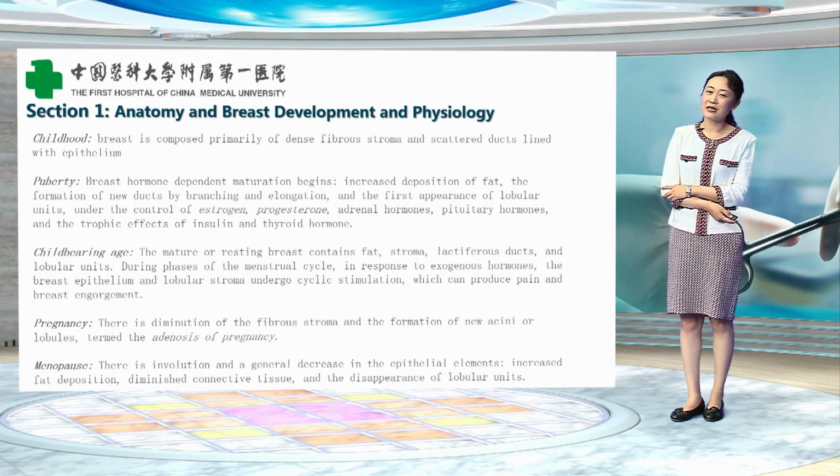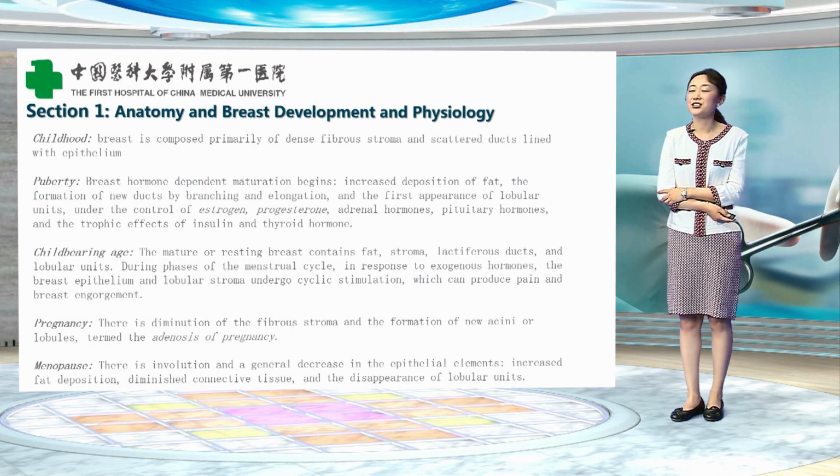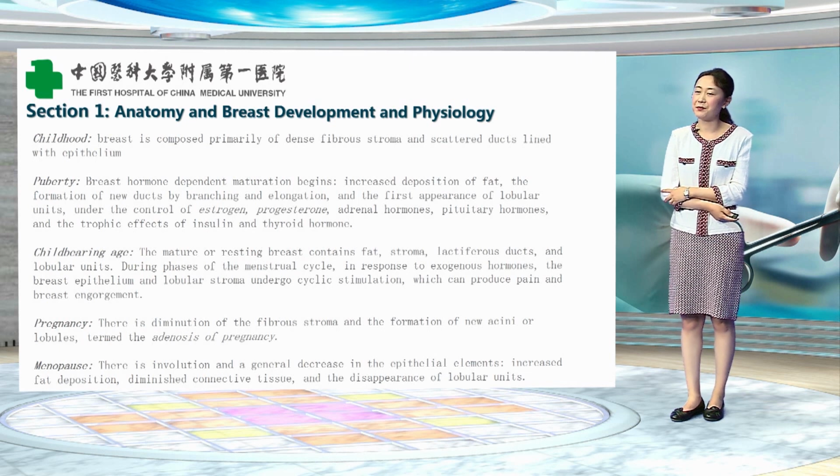The last stage is menopause. There is an involution and a general decrease in the epithelial elements, increased fat deposition, diminished connective tissue, and the disappearance of the lobular units. But it is also a phase when tumors emerge.